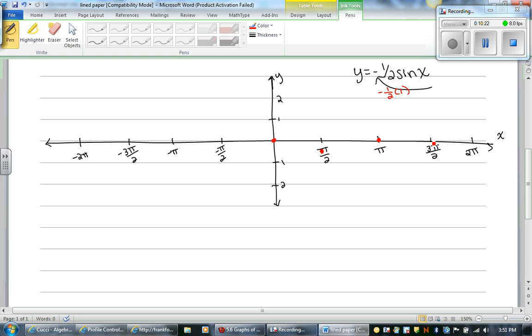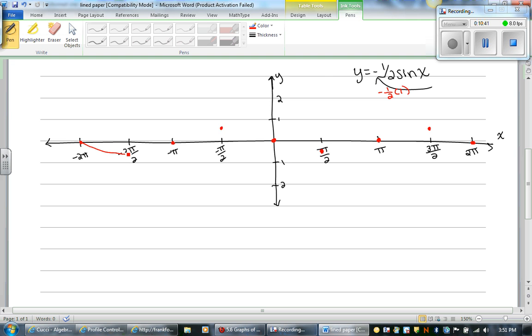3 pi over 2 is generally negative 1. But since we know we're being reflected, it's going to become a positive 1. And then back down to 0. Follow that trend on the way back. 0, 1, 0, negative 1, 0, 1, 0, negative 1, 0.